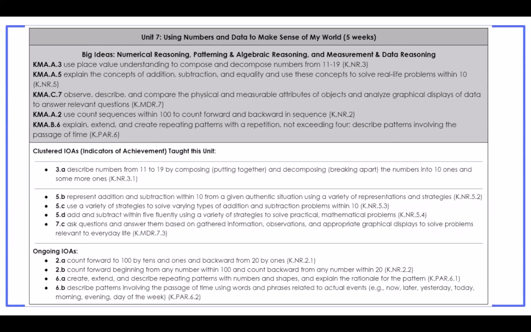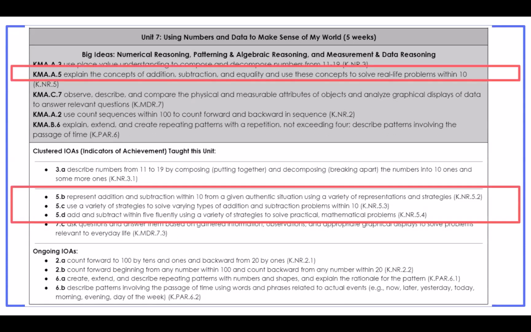Each AKS and IOA in Unit 7 has been introduced in a previous unit. Unit 7 is an opportunity for our students to bring their learning together and see how we use numbers and data to make sense of our world. The focus of Unit 7 is AKS 5, specifically IOA 5.D. AKS 5 addresses students explaining the concepts of addition, subtraction, and equality to solve real-life problems within 10.